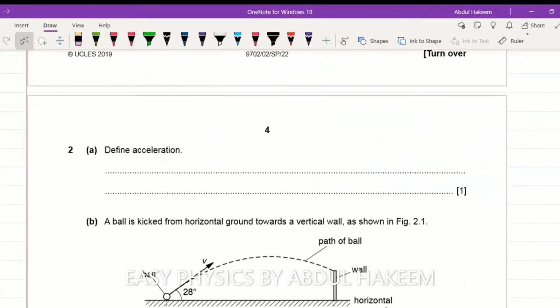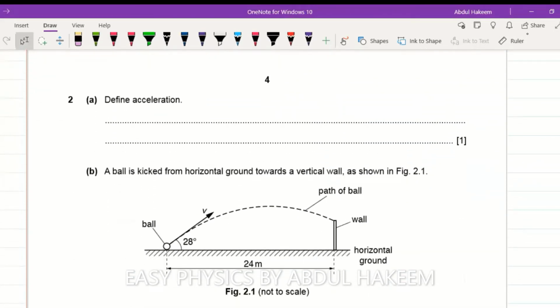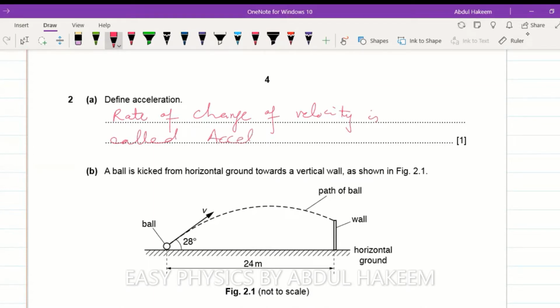Now, the next question is define acceleration. So the answer is: rate of change of velocity is called acceleration. Or you can write the change of velocity per unit time is called acceleration.